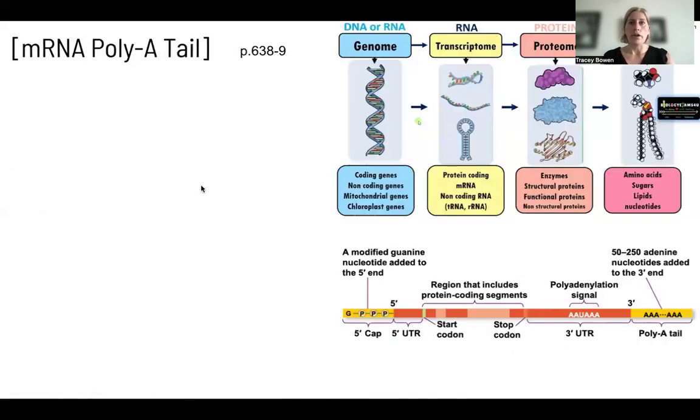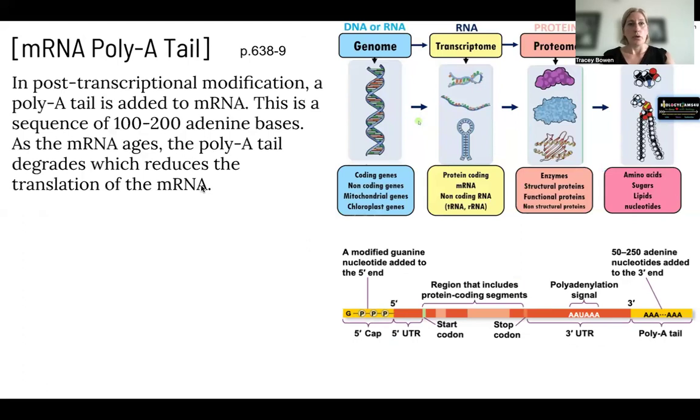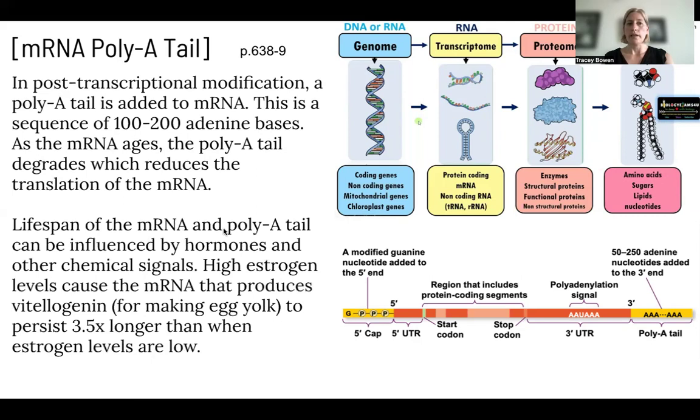So when messenger RNA is made, it goes through a post-transcriptional modification process where a poly-A tail is added on to the messenger RNA. And this is a sequence of 100 to 200 adenine bases. And as the messenger RNA ages, the poly-A tail degrades, which reduces the translation of that messenger RNA. The lifespan of the messenger RNA and the poly-A tail can be influenced by hormones and other chemical signals. So high estrogen levels, for example, cause the messenger RNA that produces vitellogenin for making egg yolk to persist 3.5 times longer than when estrogen levels are low.